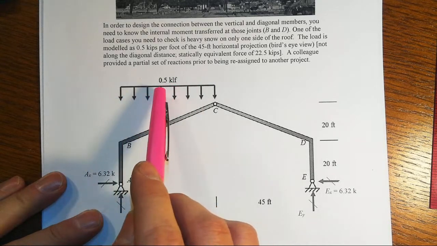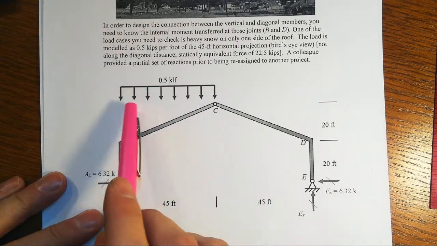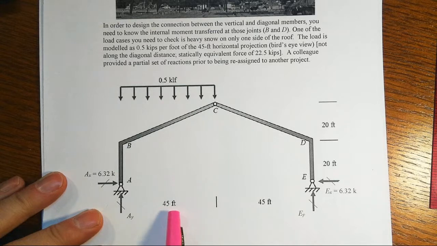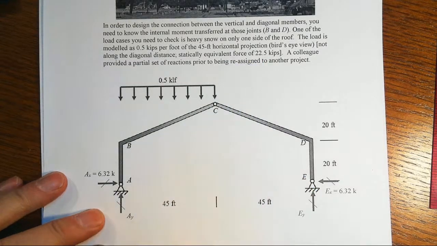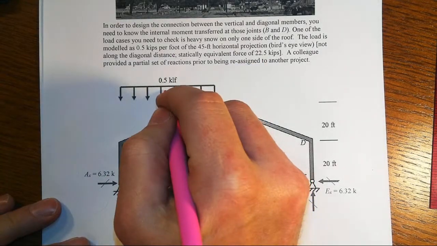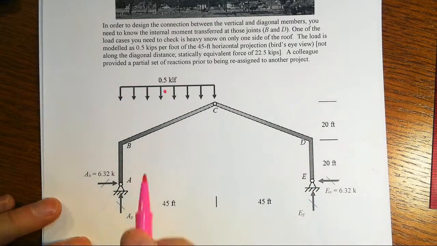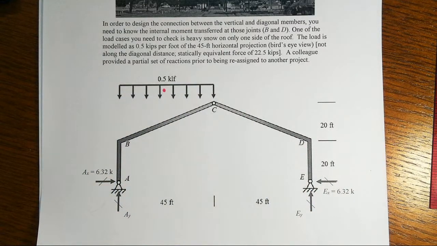Right, so that means we don't take a half kip per foot times the incline distance. It means we take it times the 45 feet, hence that 22.5 kips. That of course acts at the centroid of that distributed load.